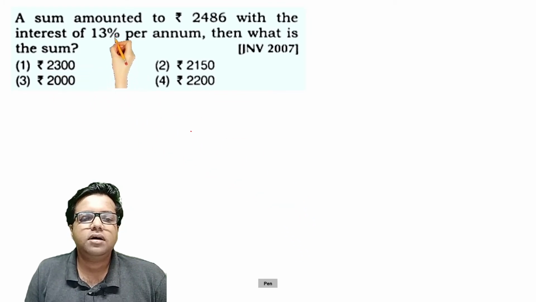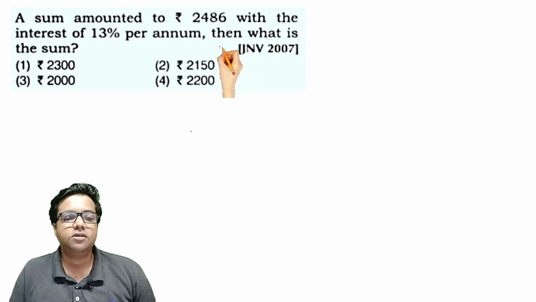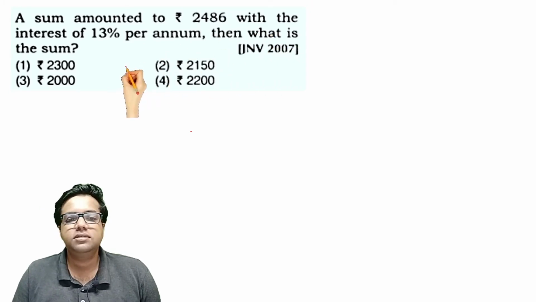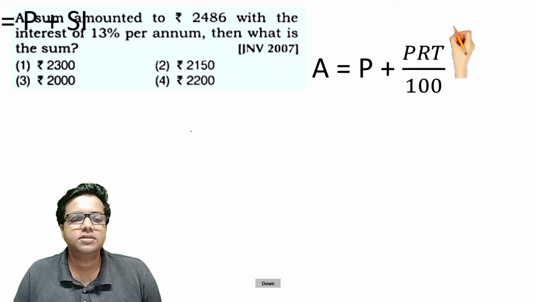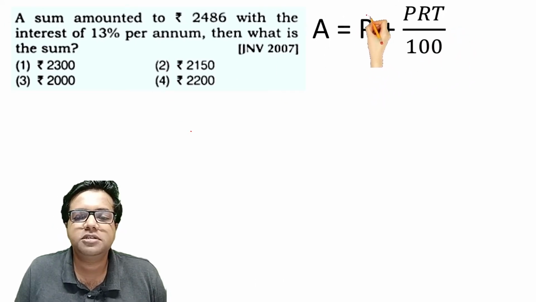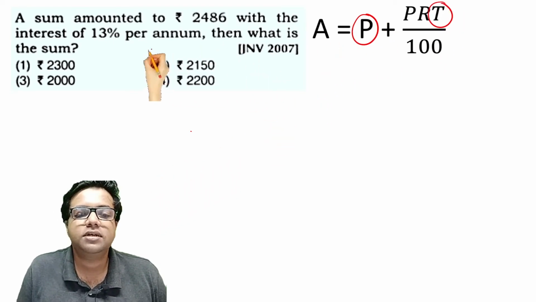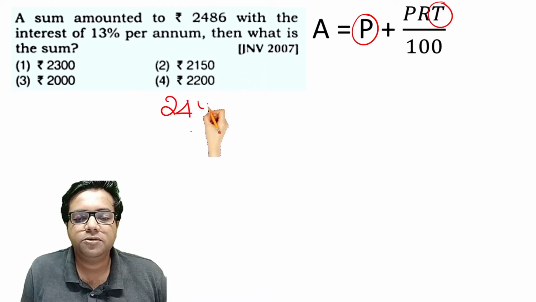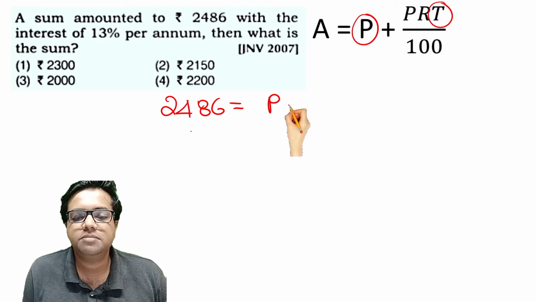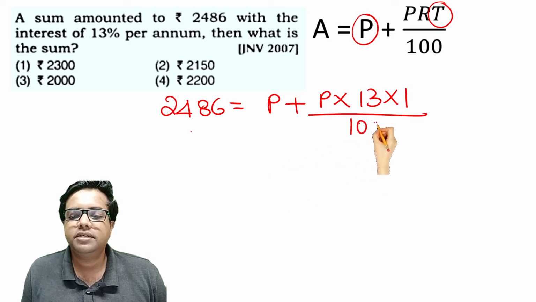A sum amounted to 2,486 with interest at 13% per annum. Then what is this sum here? We know the formula. We have the formula always ready. But we need to find the principal here. And time duration is not given to us in the question. So we will take it as 1 year itself. Amount is given to us, 2,486, will be equal to principal plus principal into rate 13% into time, which we don't know, we will take it as 1 year, divided by 100.